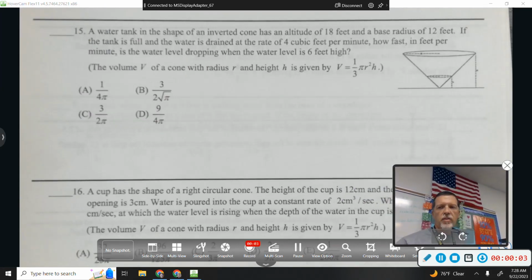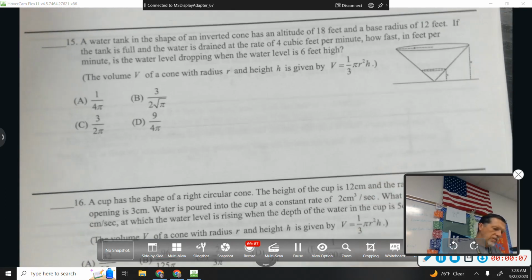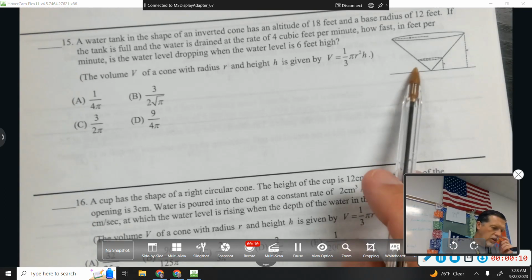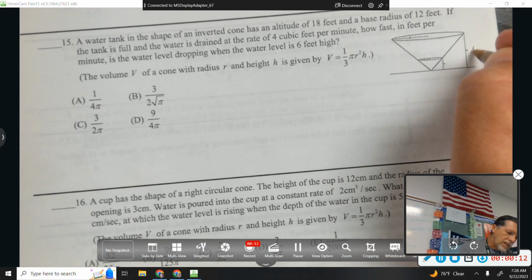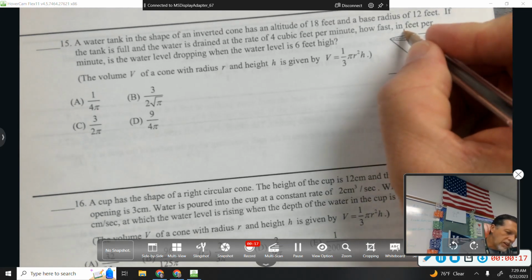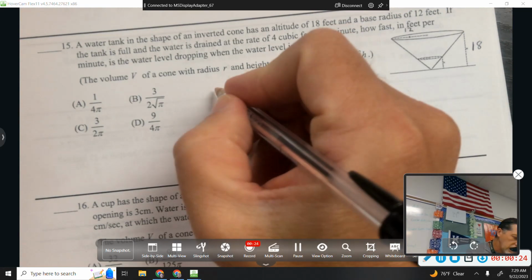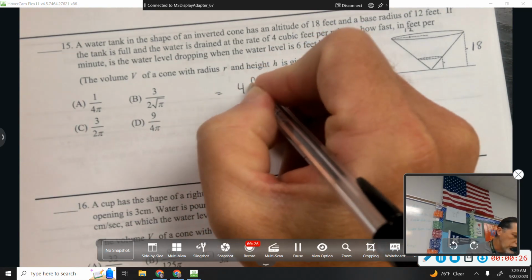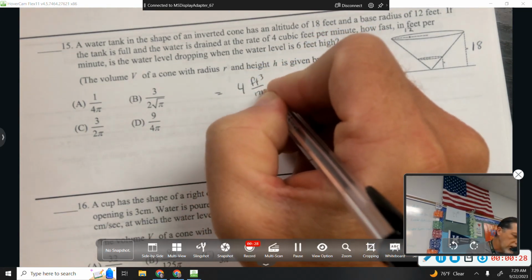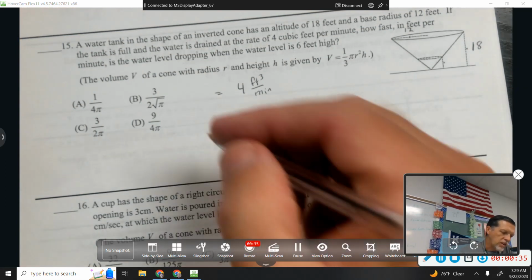Number 15 from worksheet 2. A water tank in the shape of an inverted cone has an altitude of 18 feet, fancy word for height, and a base radius of 12 feet. If the tank is full and water is drained at a rate of 4 cubic feet per minute, so something is 4 feet cubed per minute, how fast in feet per minute is the water level dropping when the water is 6 feet high?